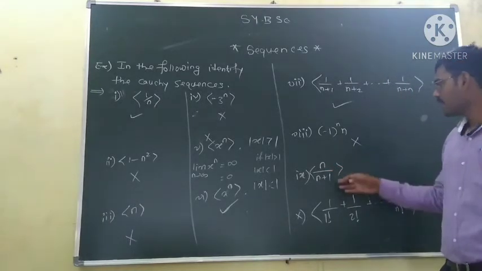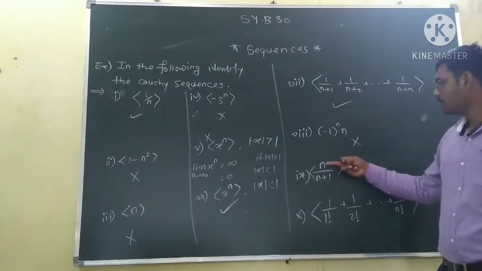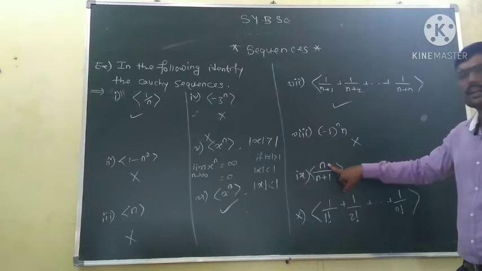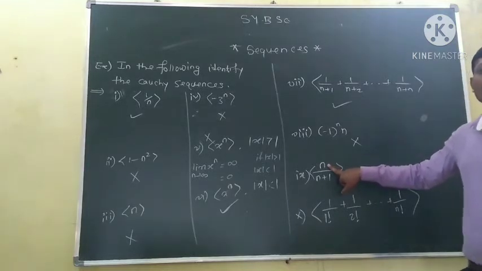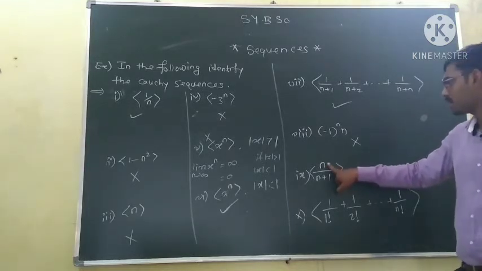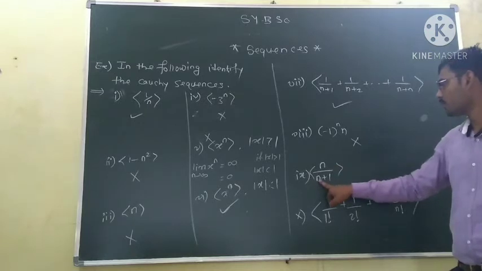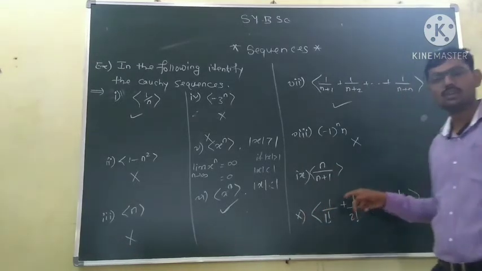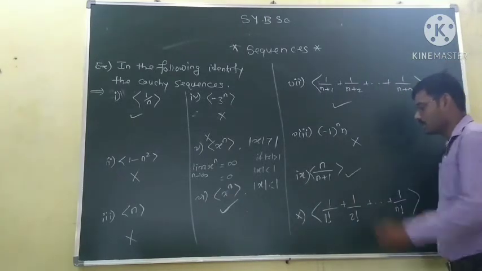This sequence is monotonic, decreasing and bounded, so convergent, and we will just find the limit. We will divide the denominator by n. So here it will be 1, this will be 1 by n, so the limit will be 1. So this sequence is also convergent, so this is also a Cauchy sequence.